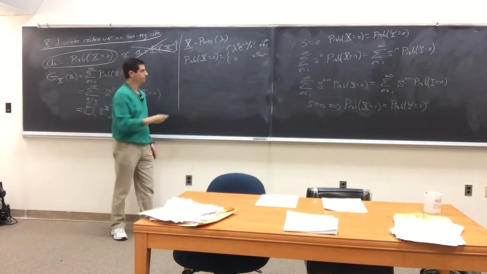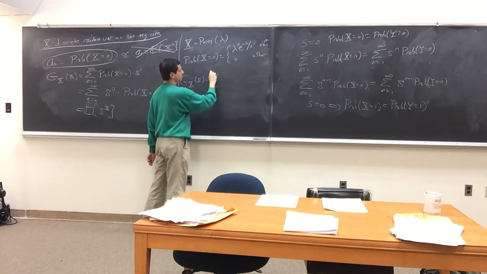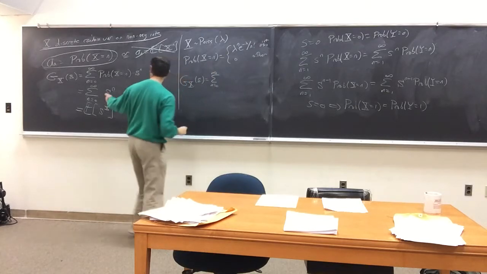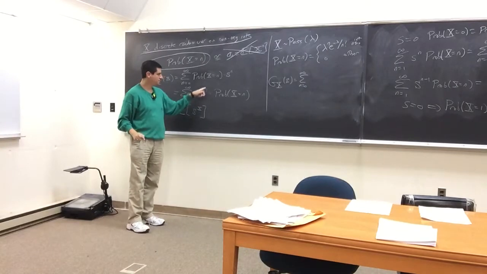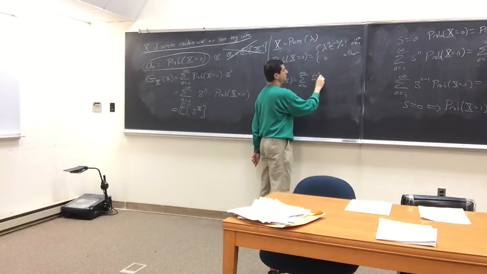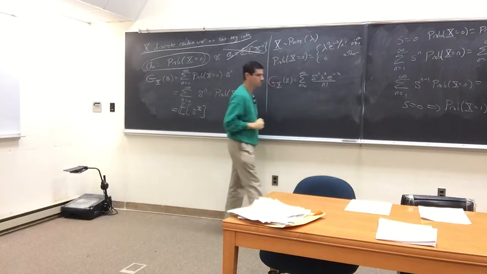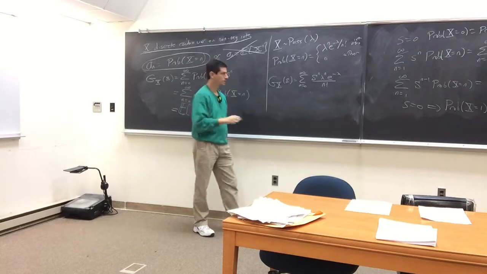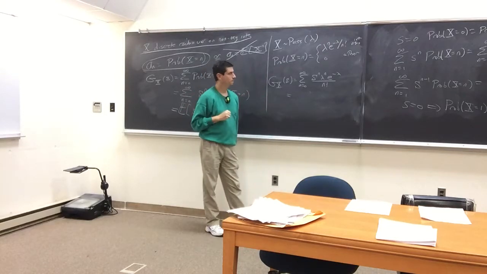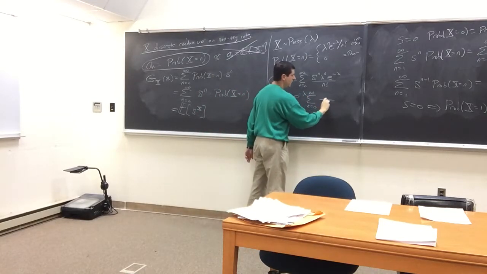So let's calculate the generating function. What would be the generating function? So this would be the sum, n goes from 0 to infinity of, and this is why I've been very careful not to erase this, s to the n times the probability X equals n. So we would have s to the n, lambda to the n, e to the minus lambda over n factorial. What should I pull out of the sum? Yes. So pull out e to the minus lambda, and I have a sum n goes from 0 to infinity. How should I write the numerator?